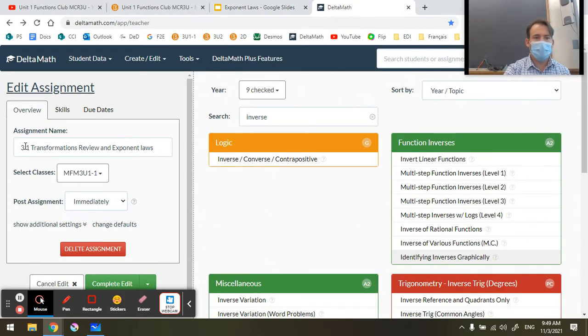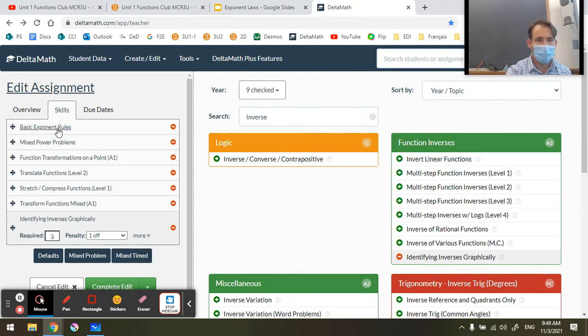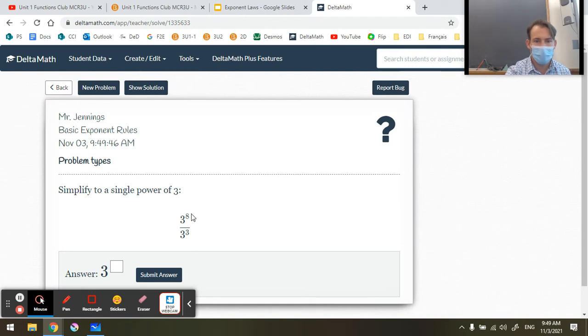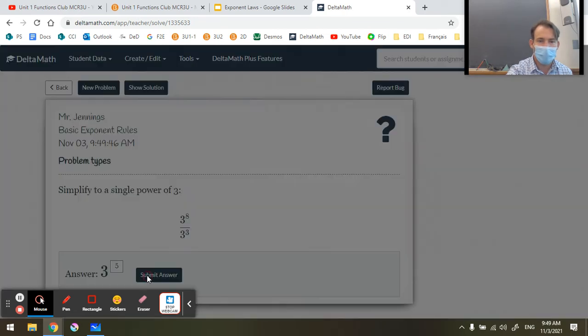So here is the Delta Math assignment 3.1. I want to review transformations and the exponent laws with you. So here we go. Basic exponent rules. We'll give you questions like this. 3 to the 8 over 3 to the 3. What's that? This is 3 to the 5. Shiraj took 8 and he subtracted 3. That gave him 3 to the 5. Submit the answer. It will be correct.